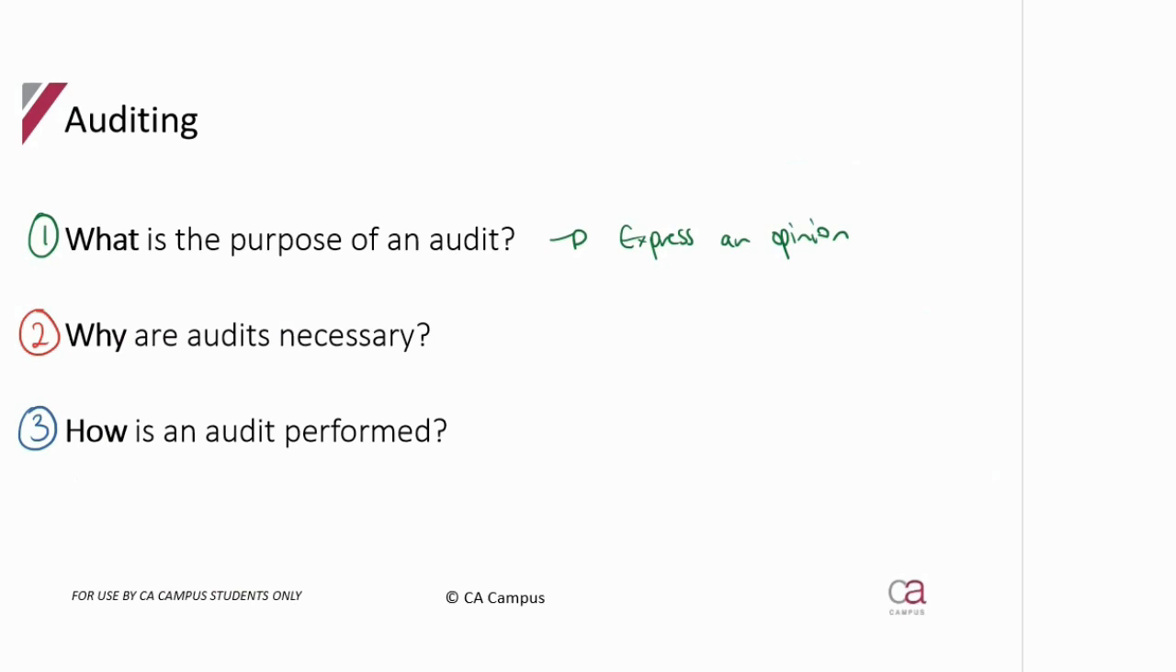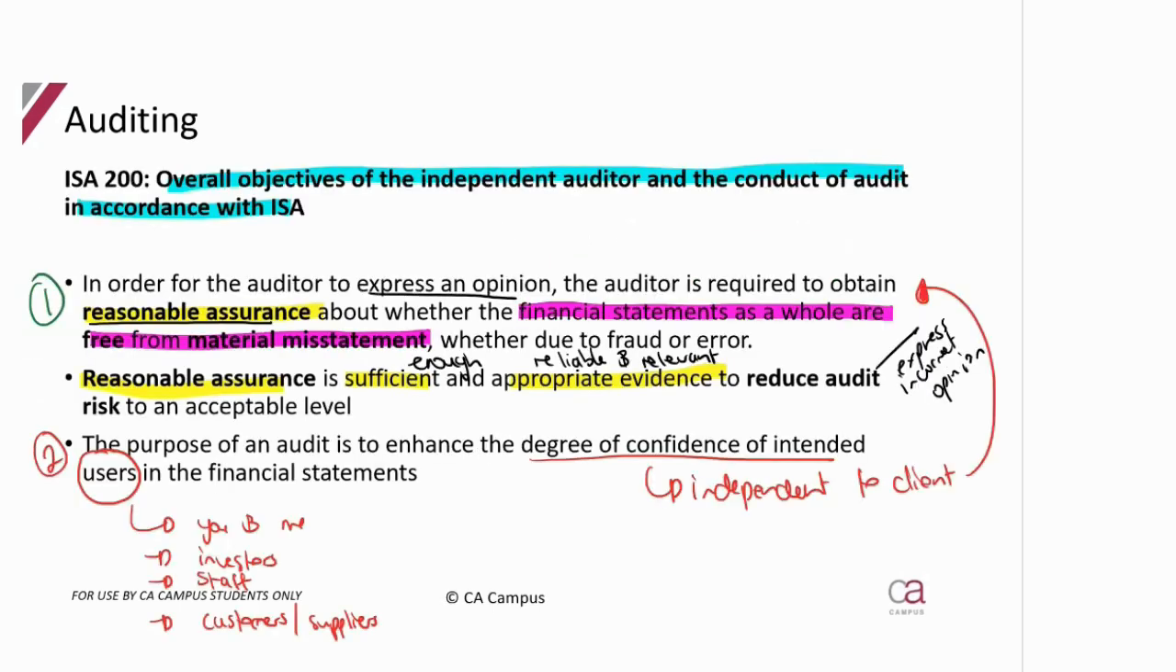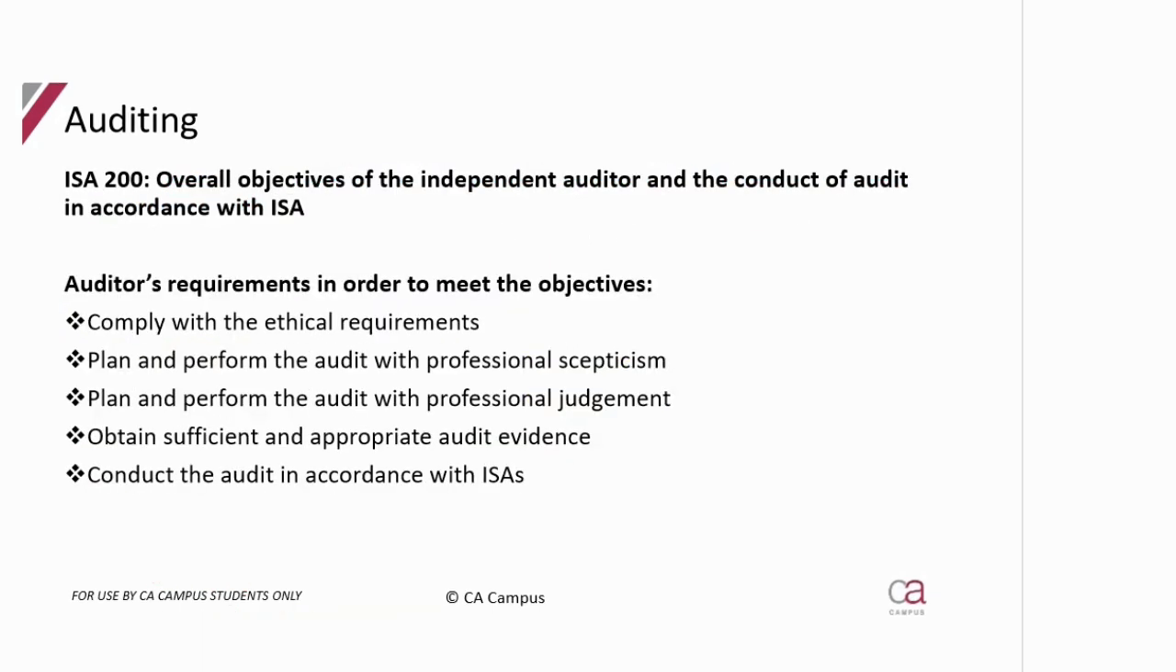And then how is the audit performed? Well, obviously, if this ISA 200 has given us the answers already to questions 1 and 2, it's going to give us the answer to question 3, because the heading is the conduct of the audit in accordance with ISAs. So, how do we meet the objective, which is to express our opinion? We've got requirements. These requirements are listed here.